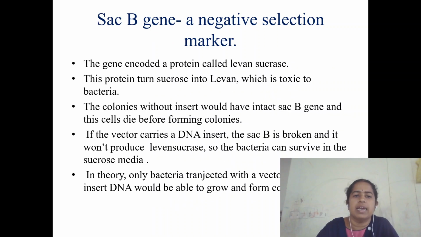Then the sacB gene, a negative selection marker. Here we have levansucrase, a gene encoded protein which turns sucrose into levan, which is toxic to bacteria. And once it is expressed, the bacteria will die, and if the vector carries a DNA insert, sacB is broken and it won't produce levan, and the bacteria will be able to survive on sucrose media. In theory, only the bacteria transfected with the vector containing the DNA can grow and form colonies. As with the antibiotic marker, here also it is a selective marker, and it causes the death of the bacteria that do not have the insert.